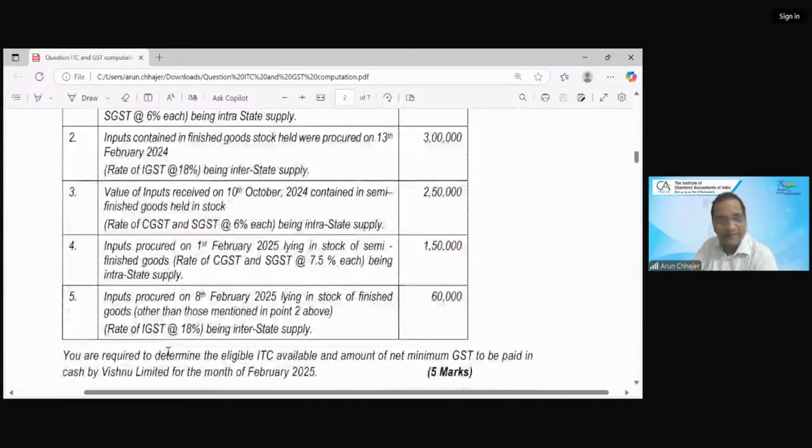Now the third case, value of the input received on 10th October contained in semi-finished goods held in stock. Will the ITC be available in this case? First time you are saying yes sir, ITC would be available.